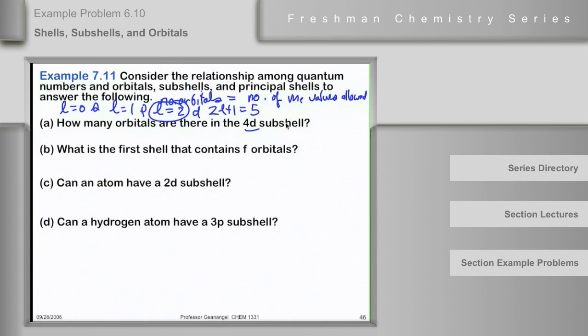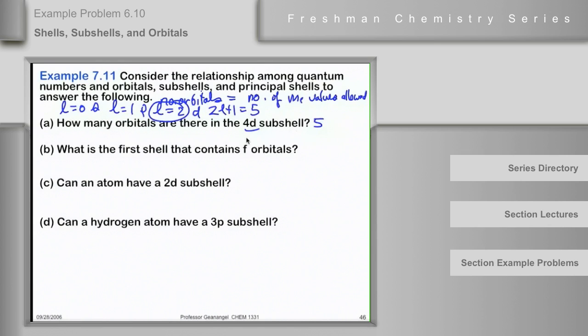How many orbitals are there in any d subshell? The answer is 5, because L must be 2, and 2L plus 1 is 5. It's almost trivial, right? If you learn the relationships.